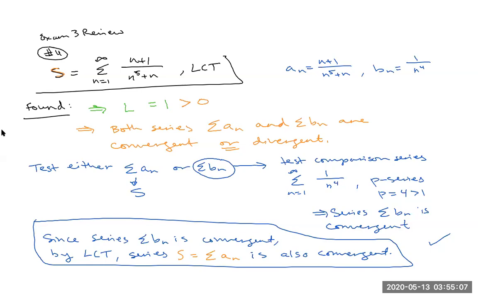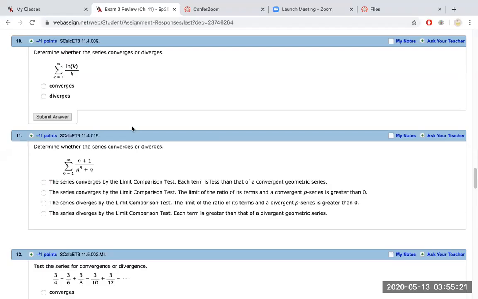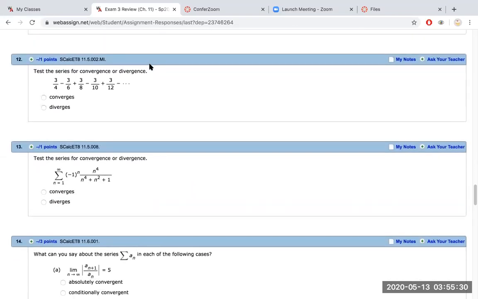Let's see how much more I want to get through. Okay, let me save that, clear this all out, stop my share and go back to the notes. Okay, so 12, we're testing our series for convergence or divergence. We're getting into 11.5 now, which is the alternating series test. You can find that on the back of your formula sheet.